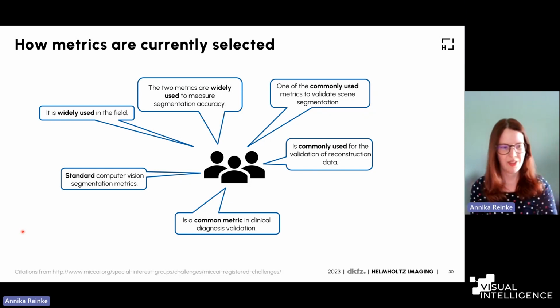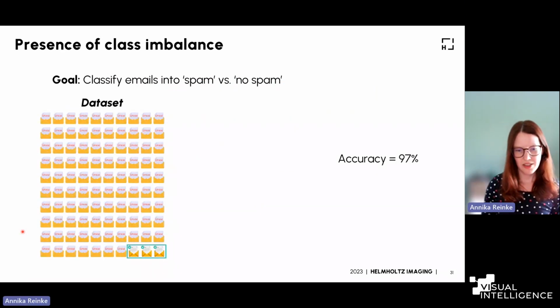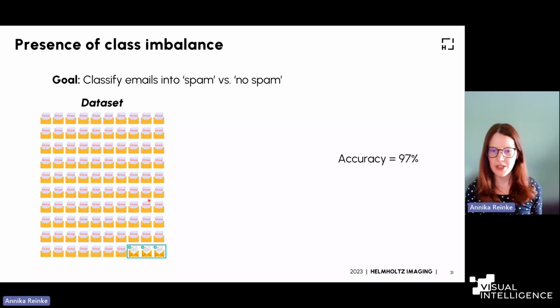And this can really be an issue, and I wanted to show you a few examples of metric pitfalls here. So let's start with a quite simple example with a binary classification. We want to classify emails into spam versus no spam. Here you see our data set, and you see it's quite imbalanced. So we mostly only have spam emails and only 3 cases where we have no spam.